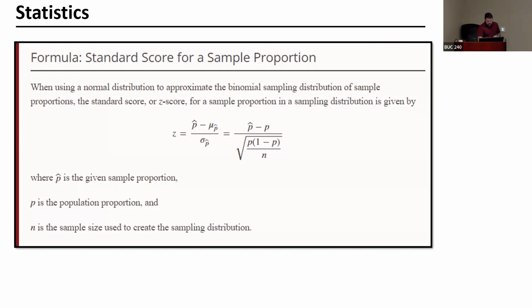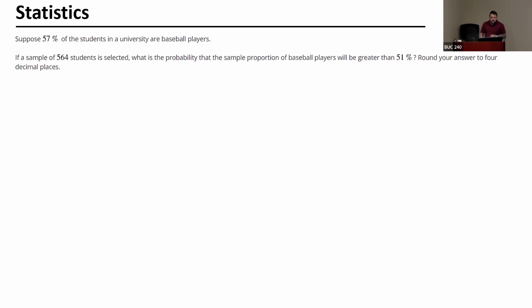So let's look at an example here. Suppose 57% of the students in a university are baseball players. Now, I made fun of this one yesterday. Use the information you have in your God-given brains. Why does that sound weird?